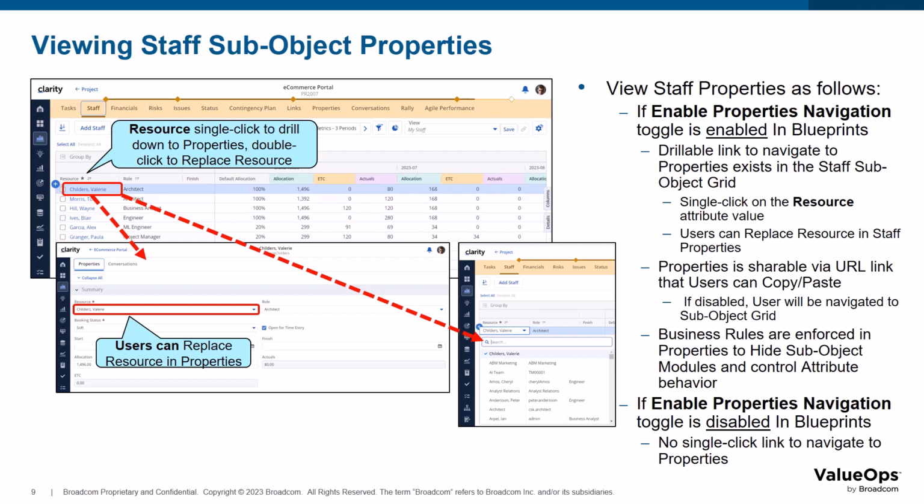And along with regular edits that are supported in all of our property screens, here in the staff module, users can edit the resource and replace that with a different resource in properties. And if the administrator has not enabled the properties navigation toggle for the staff subobject, then users will not have the single click option to navigate to properties, but they'll still have their double click action to replace their resource.